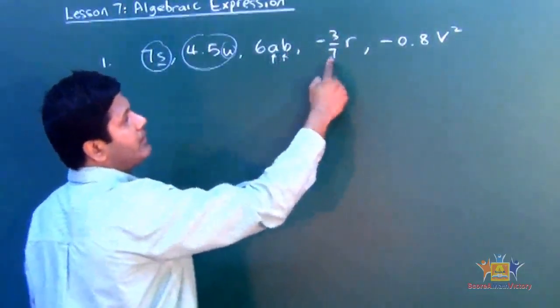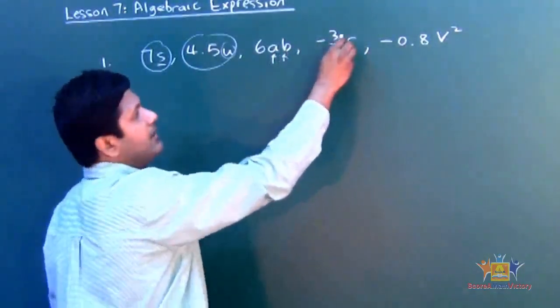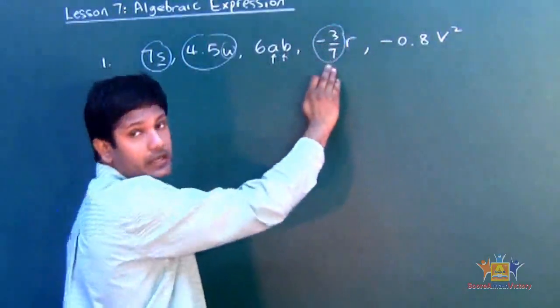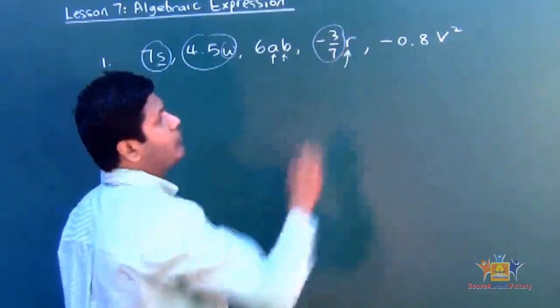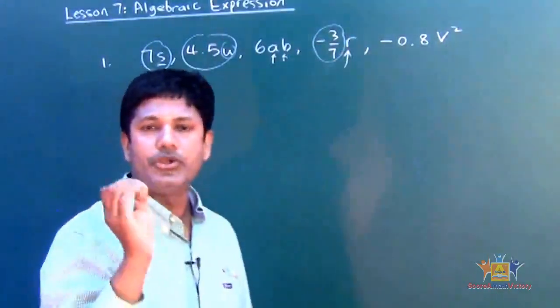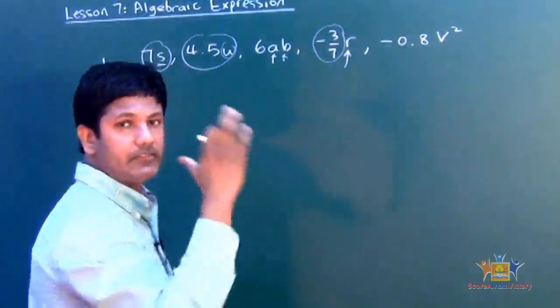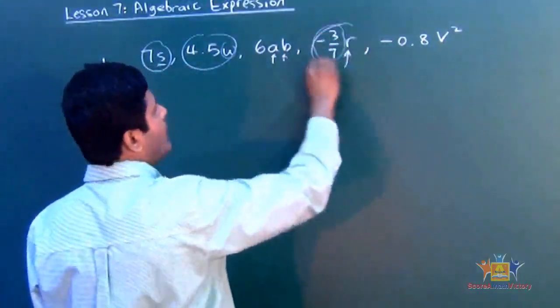Now what about this one? Negative 3 over 7r. Doesn't matter, this is a coefficient. This should not concern you. This is what you want to look for: the r, the unknown, the variable. R in this case is only one, okay? So this is one unknown, alright?